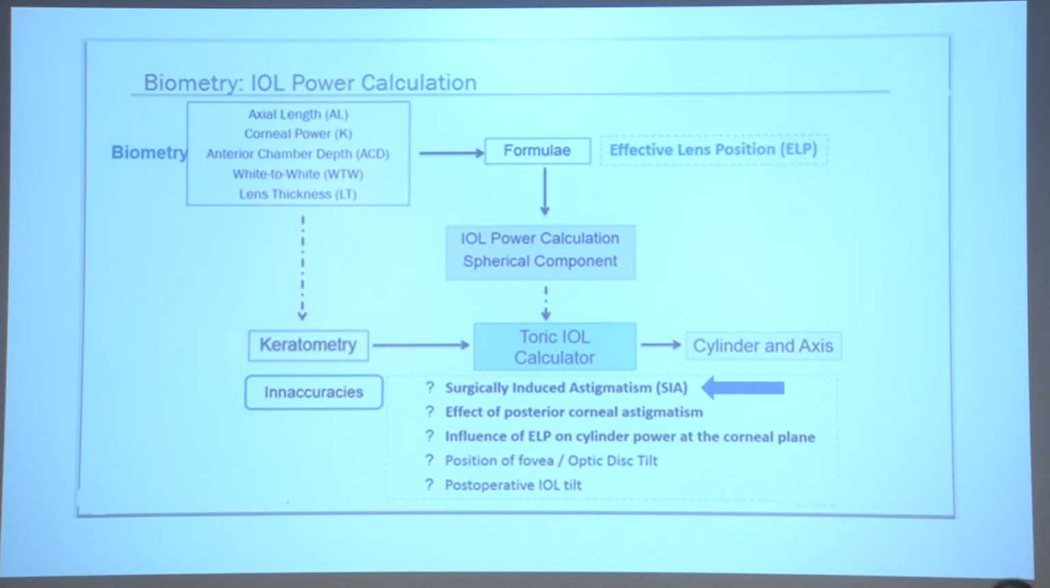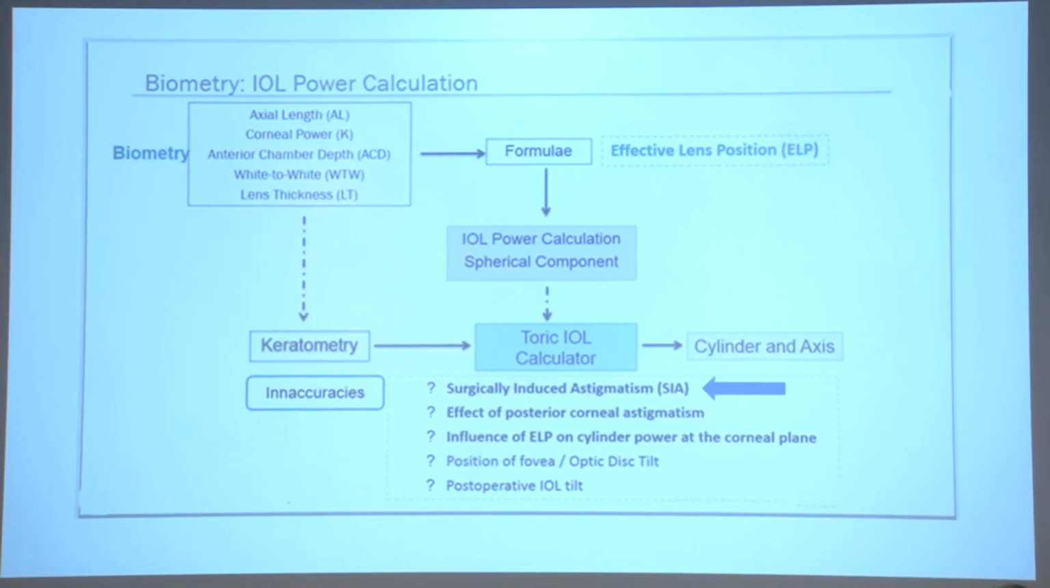So where we were lacking was a little bit of understanding about the SIA, surgically induced astigmatism. We were lacking understanding of the effect of posterior corneal astigmatism, the influence of effective lens position on cylindrical power at the corneal plane, the position of the fovea, optic disc tilt, and the postoperative IOL tilt. We will go into detail on each of them.